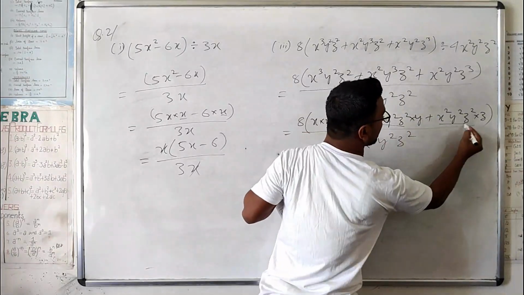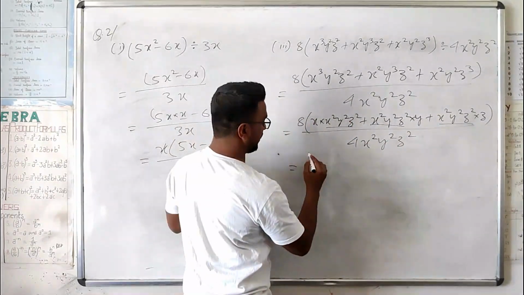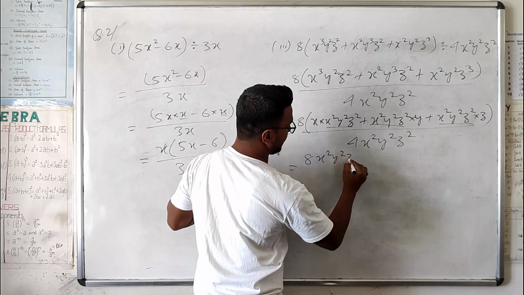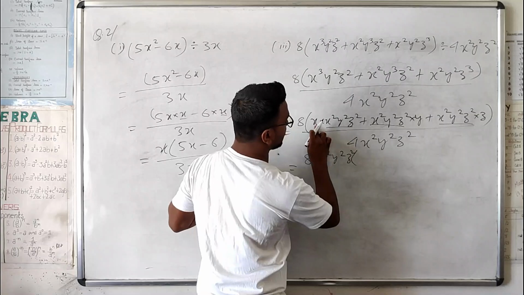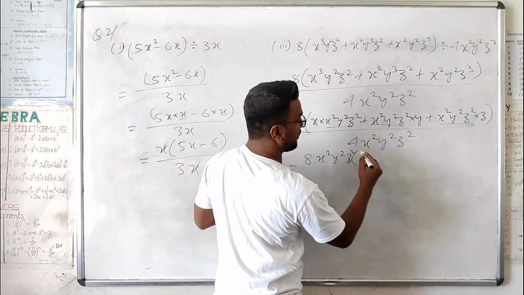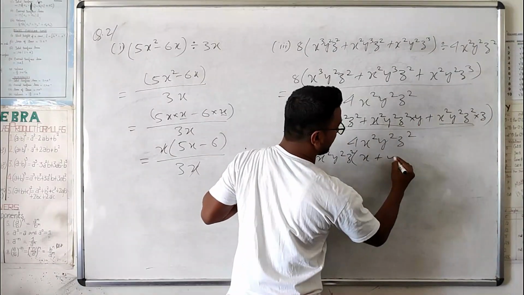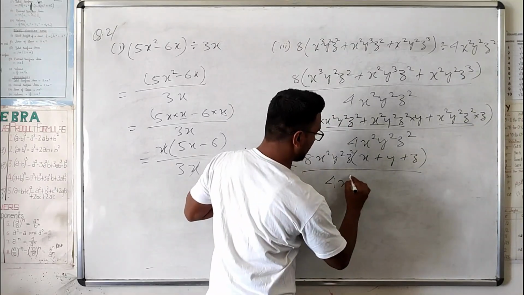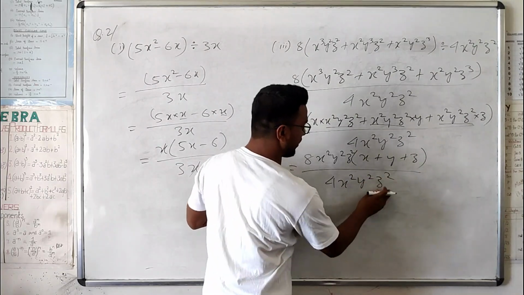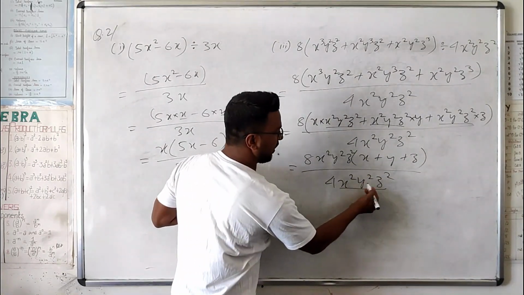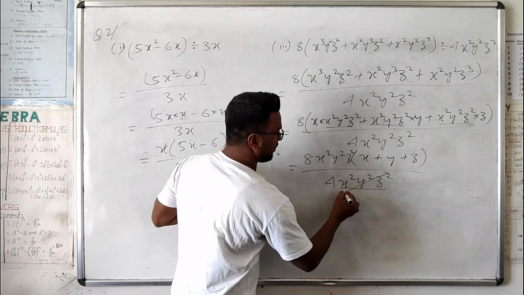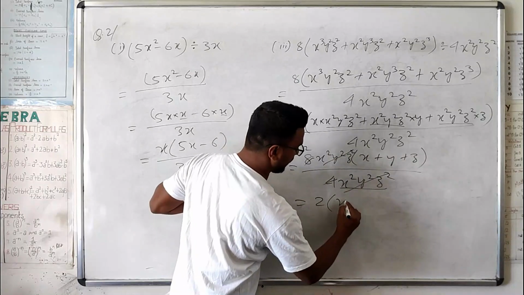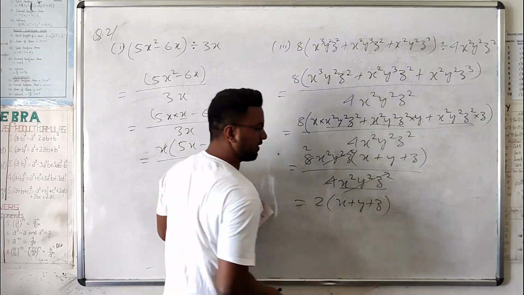Here also, if you take it out, this can be written as 8 x square, y square, z square into, what is left here in the first term? x is left, so x here, y is left, and here z is left, divide by 4 x square, y square, z square. Now you can cancel this one. You can cancel this term with this, and 4 2s are 8, so this can be written as 2 into x plus y plus z.